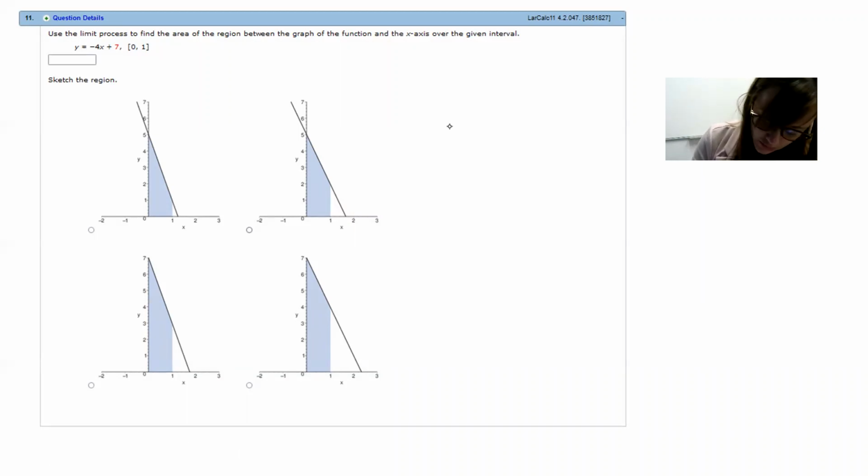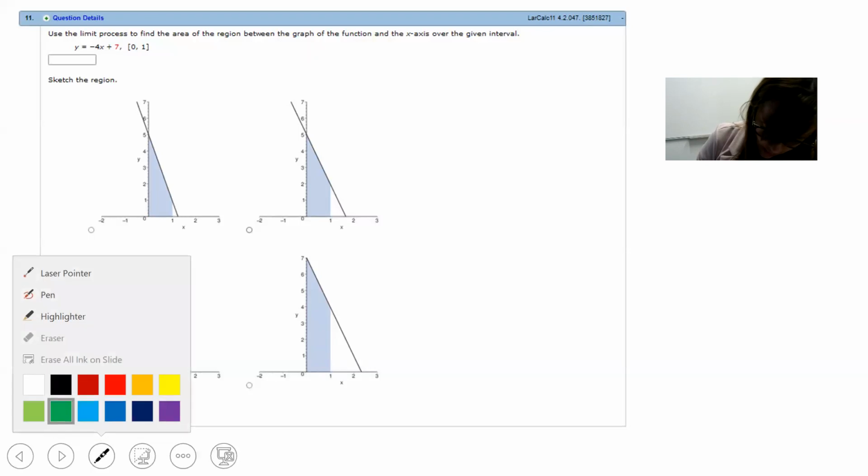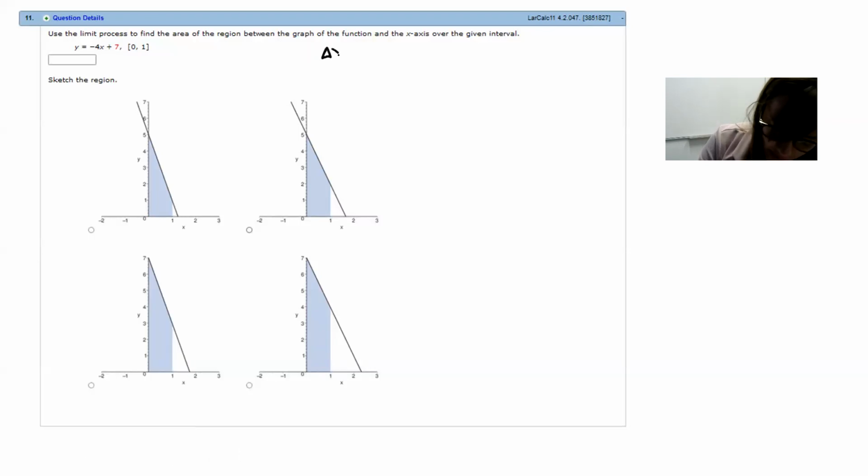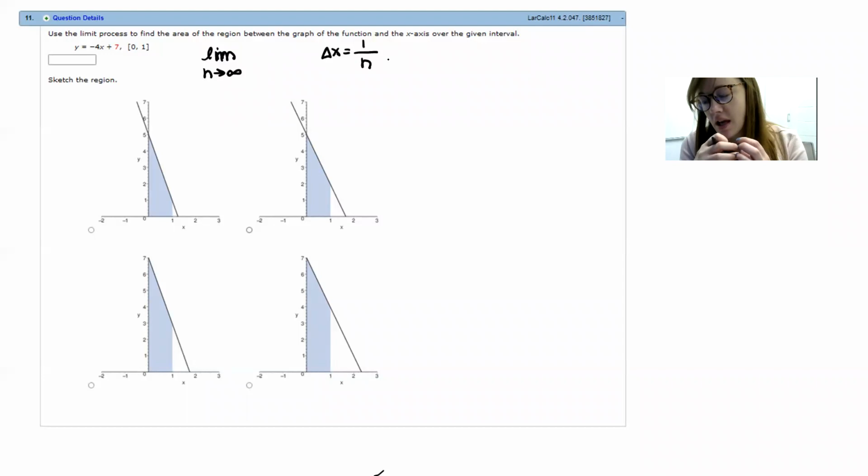So that's an idea of what we can expect. We want to divide this into an infinite number of rectangles. Our delta x is just going to be 1 over n, because we're going to look at the limit as n goes to infinity, which means our width is 0 and n is getting larger and larger and larger.